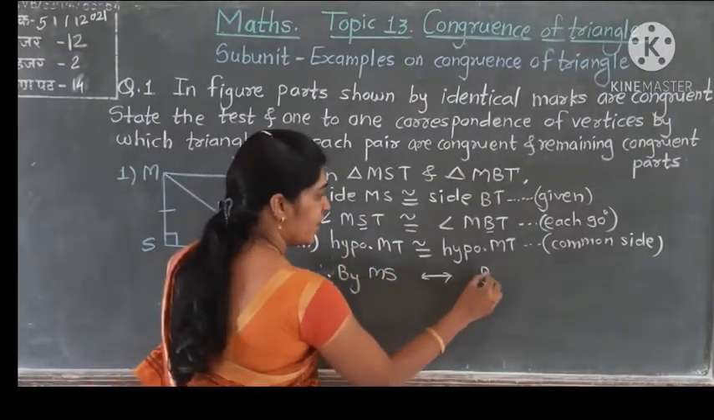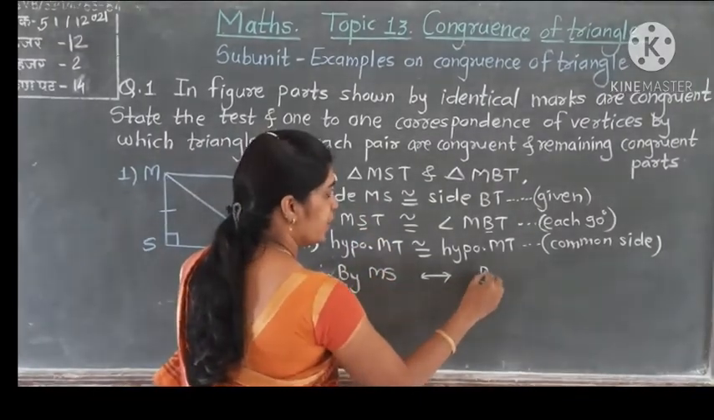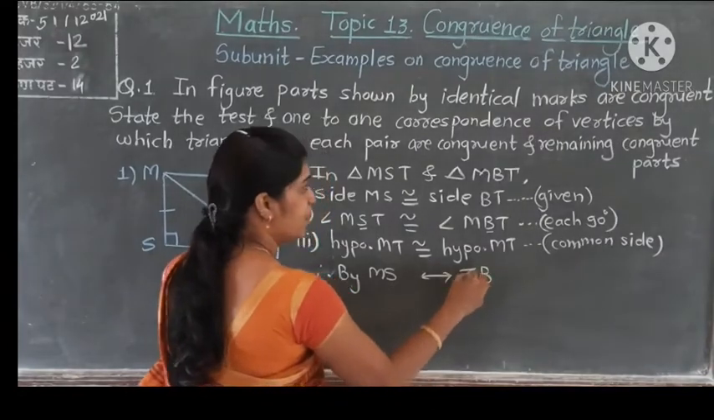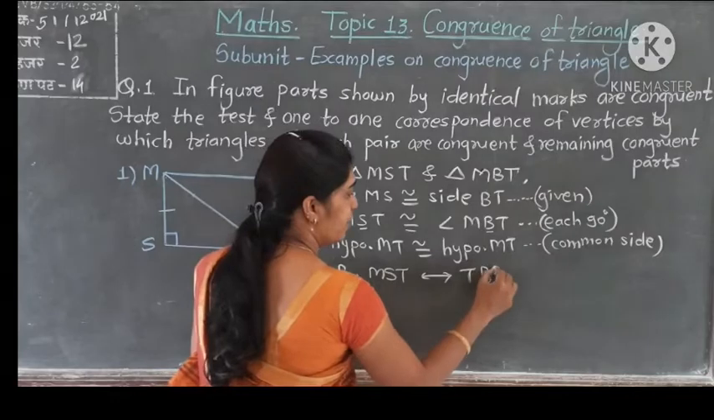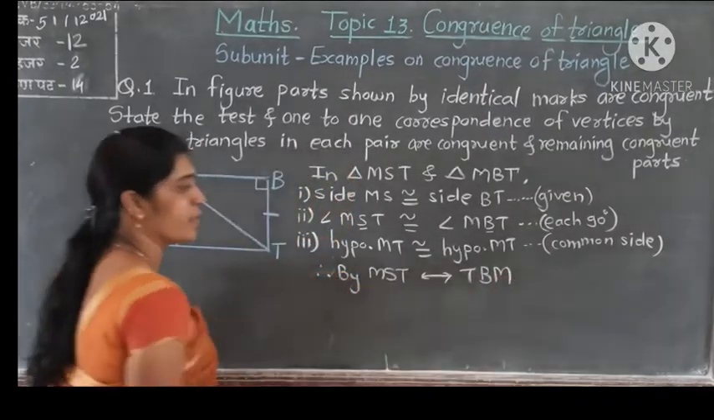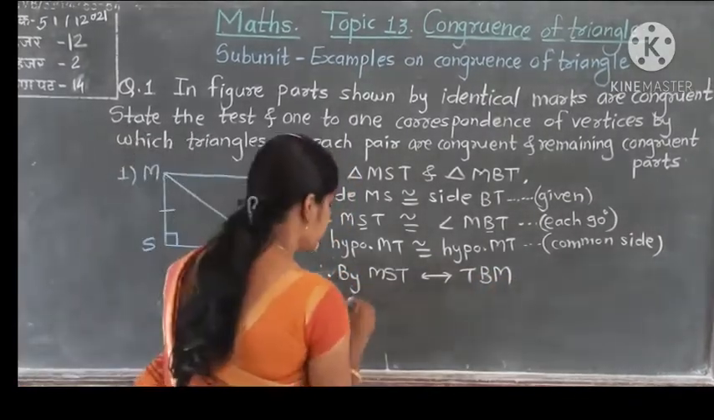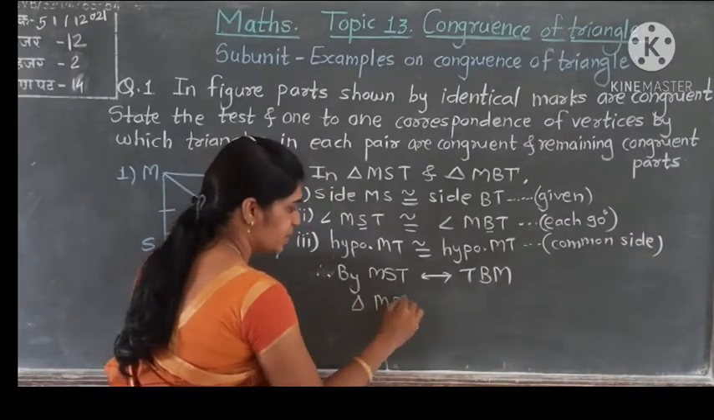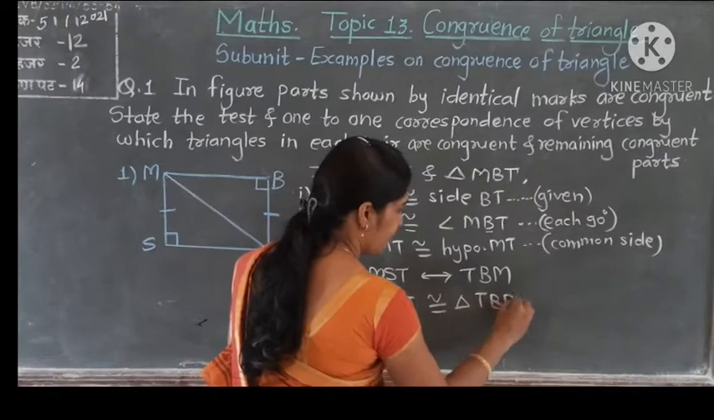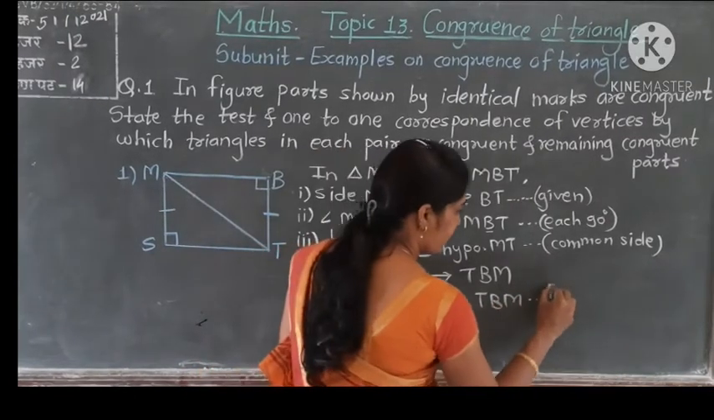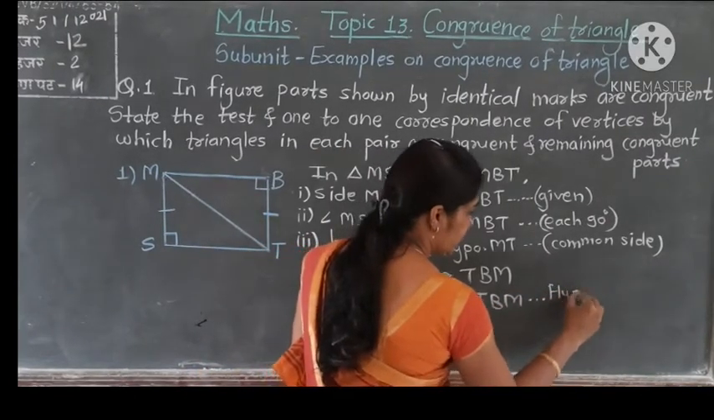MS we write as BT, B or BT, and then MST we write as TBM. So by this correspondence, triangle MST is congruent to triangle TBM by hypotenuse.